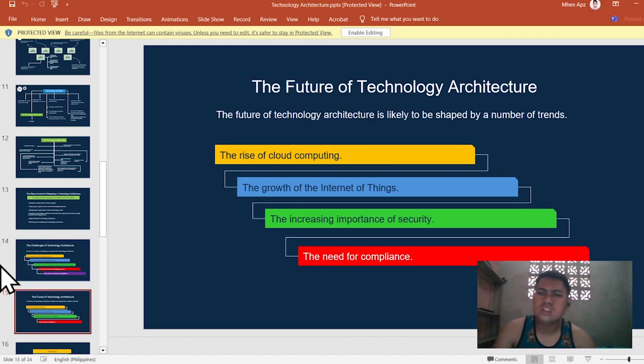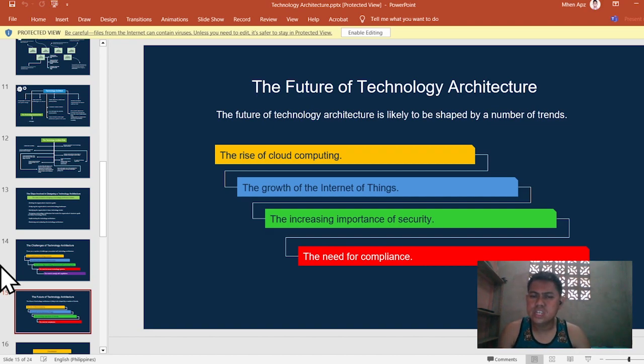So the future of technology architecture. The future of technology architecture is likely to be shaped by a number of trends. So we have four. Number one is the rise of cloud computing. The second is the growth of the Internet of Things or IoT, the increase of importance of security, and the needs for compliance. There is the rise of cloud computing. Hence, cloud computing is now more used by large organizations. Instead of using a physical server, they are now using cloud computing.